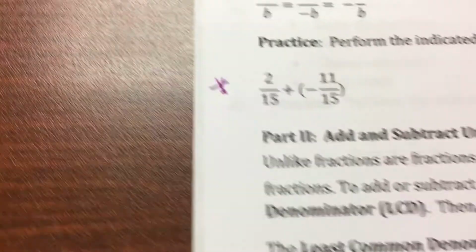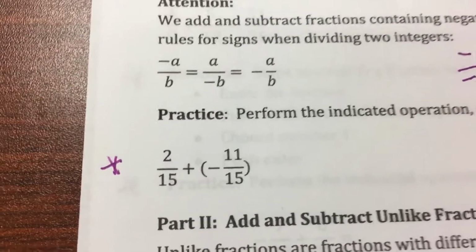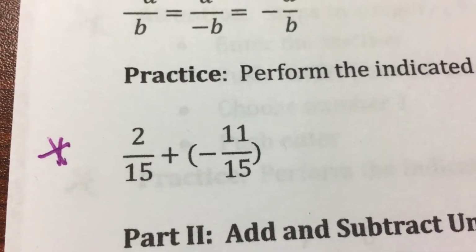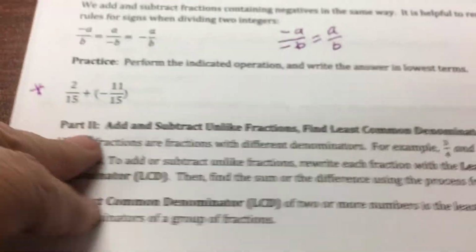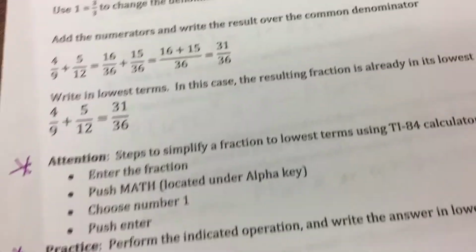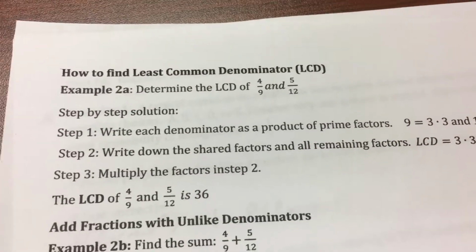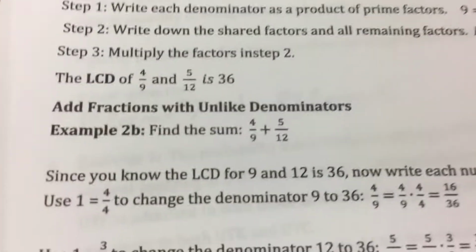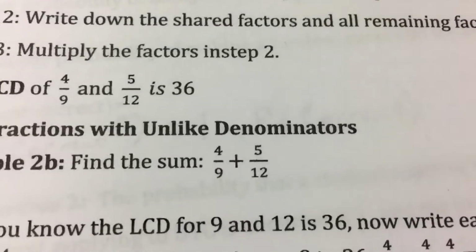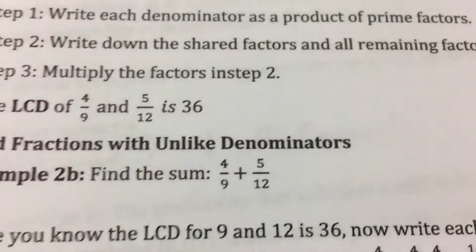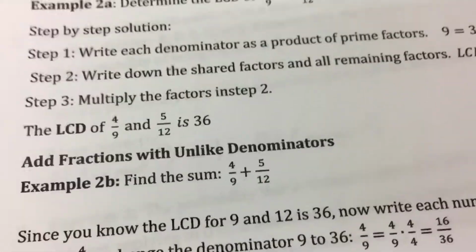The next thing is a practice problem. They want you to type this in your calculator, use math, enter, enter, and come up with your answer. So you can read through the handout. That's the first page. On the second page, they show you how to work when you have different denominators. They give you an example here. Just type it in your calculator with parentheses around the fractions and hit math, enter, enter, and see if you get the same answer as when you work the problem.